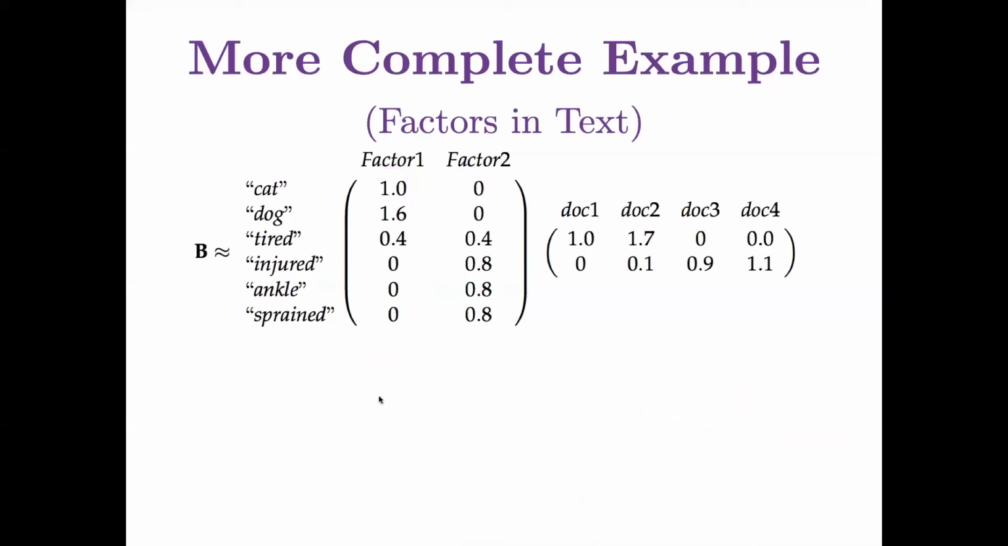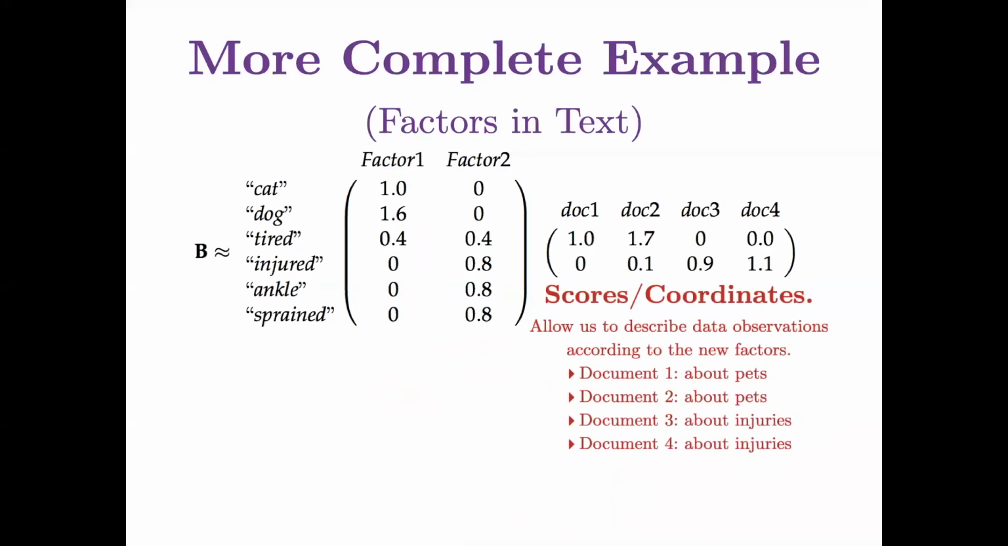And similarly with factor 2, when we look at the loadings in factor 2, again, that's just the entries in these columns, we would see the large values around injured, ankle, and sprained, and might call that injuries. So this first matrix allows us to see those latent topics that we uncovered, which were pets and injuries. The second matrix gives us the scores or the coordinates, and they allow us to describe the observations, the documents, according to the new factors.